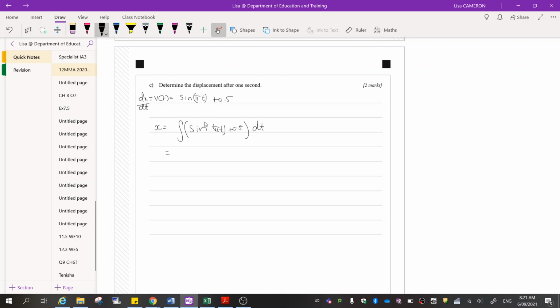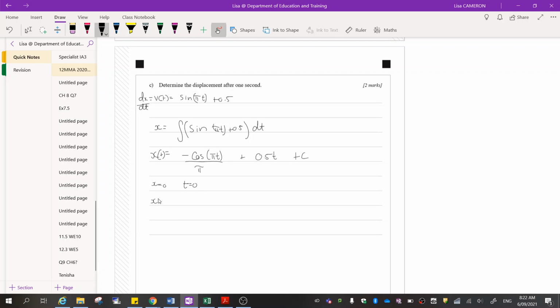Now we have to integrate both sections of this. We're going to start by integrating this section. Now sine in this case will go to minus cos. So it will become minus cos pi t divided by, the derivative of this will be pi, so divided by pi, plus 0.5 t plus a constant. So that is what our x is equal to. Now, at the beginning, we were given that when x was equal to 0, t was equal to 0. So now we can solve for our constant.